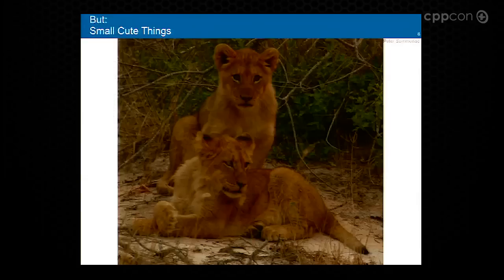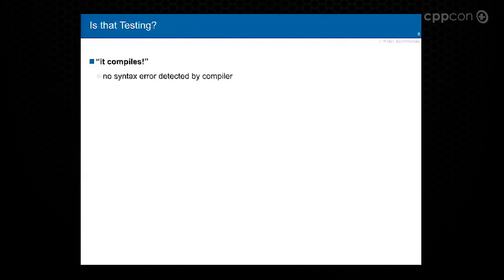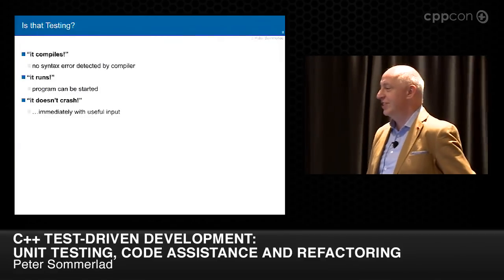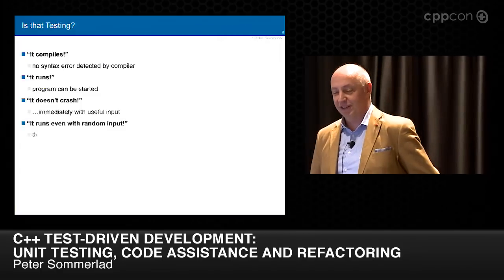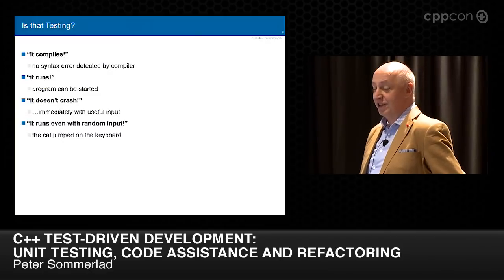The problem is bad things start small and can easily become big problems. Now, when I went to university, I had things like, okay, it compiles. I felt like the greatest guy in the world after my first program actually compiled. It runs. What does that mean? It can be started. It doesn't crash immediately after useful input. It runs even with random input. That meant the cat jumped on the keyboard.